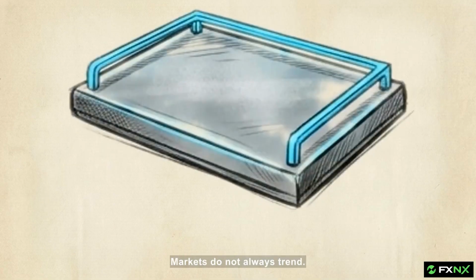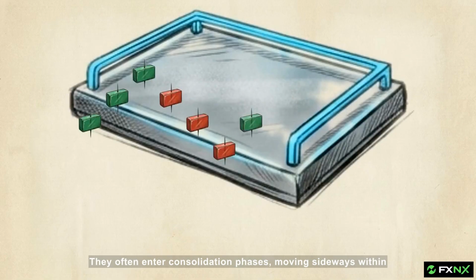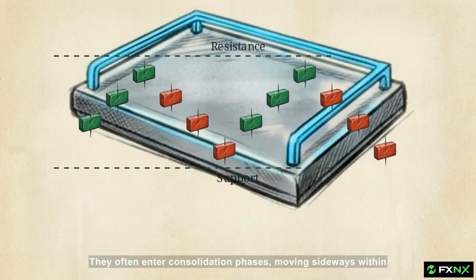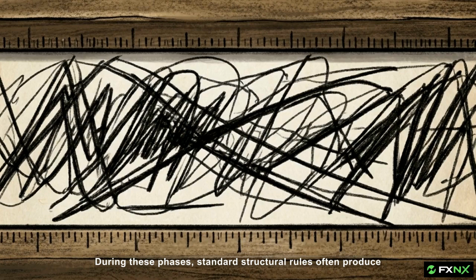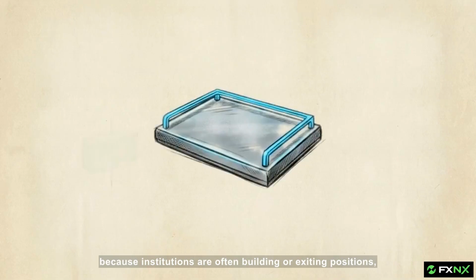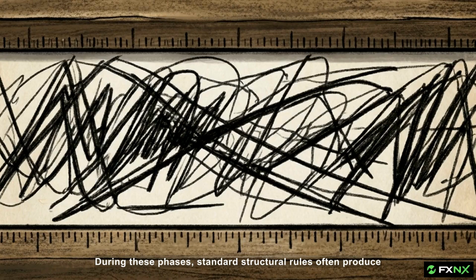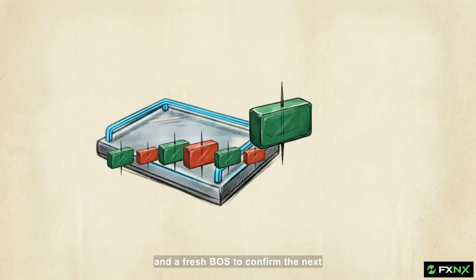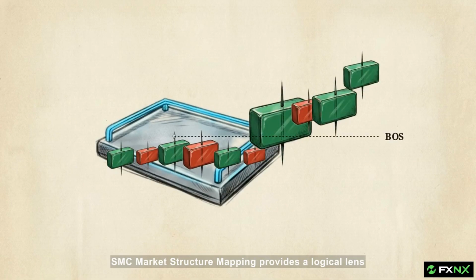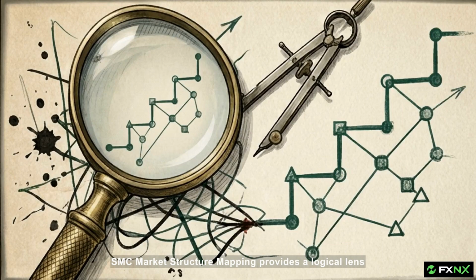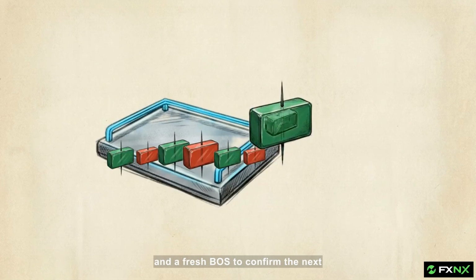Markets do not always trend. They often enter consolidation phases, moving sideways within a defined range. During these phases, standard structural rules often produce false signals. Mapping internal movements within a tight range is difficult because institutions are often building or exiting positions, leading to frequent fakeouts. Recognizing a consolidation phase is a signal to wait. Effective mapping includes knowing when to step back and wait for a clear breakout and a fresh BOS to confirm the next trending environment.